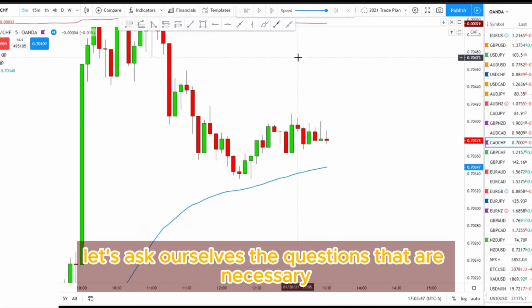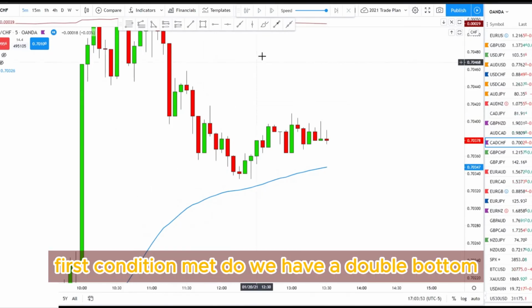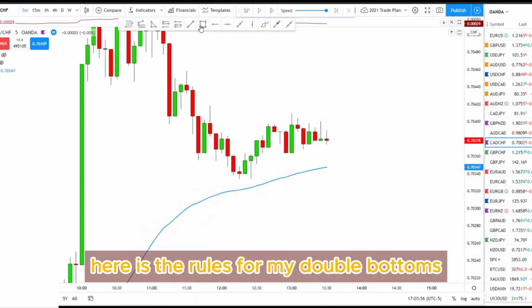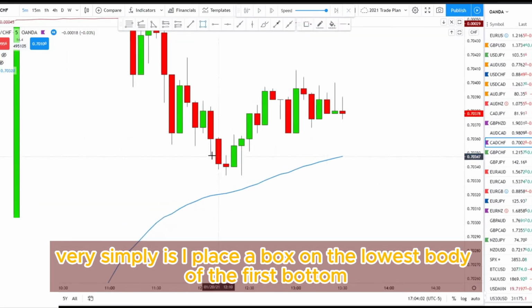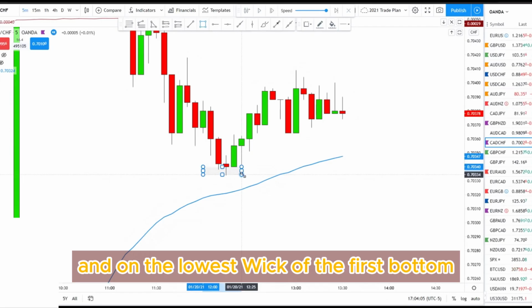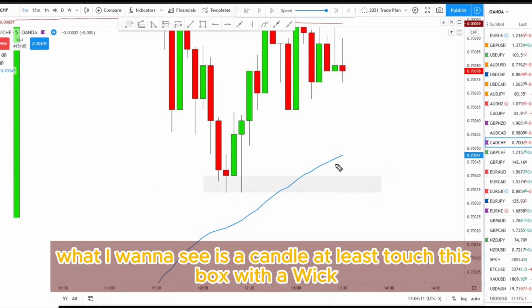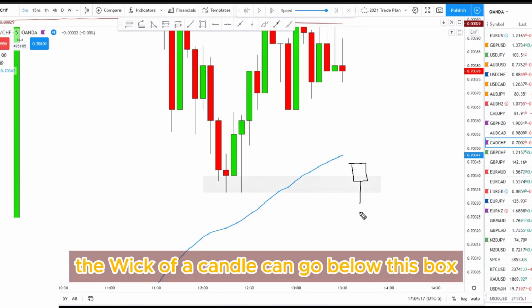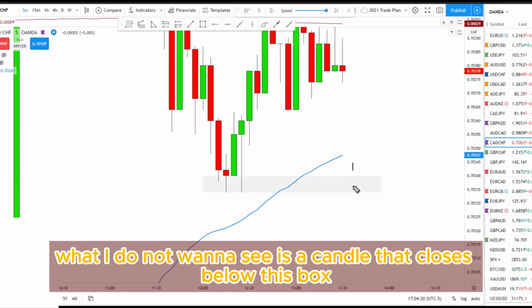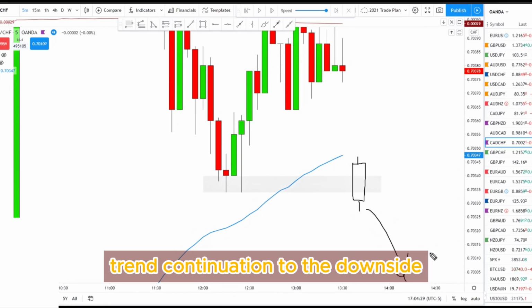Let's ask ourselves the questions that are necessary first. Is price above the 50-period moving average? Yes, it is. First condition met. Do we have a double bottom? Well, not yet. Here are the rules for my double bottoms. All I do, very simply, is place a box on the lowest body of the first bottom and on the lowest wick of the first bottom. This box is considered my termination point. What I want to see is a candle at least touch this box with a wick. The body of the candle can close in this box. The wick of a candle can go below this box. What I do not want to see is a candle that closes below this box. At that point, it's signaling trend continuation to the downside, and I do not want to buy when I'm thinking trend continuation to the downside.